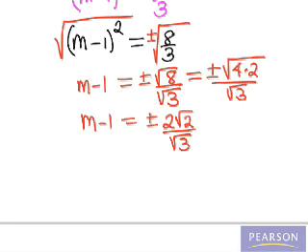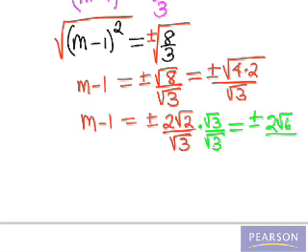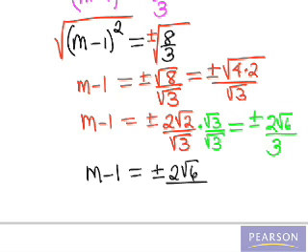We have to rationalize the rational expression, and so we rationalize the denominator and multiply the rational expression by radical 3 over radical 3. And this becomes plus or minus 2. Radical 2 times radical 3 is radical 6. Radical 3 times radical 3, radical 9, which is 3. So that gives us m minus 1 is plus or minus 2 radical 6 over 3.